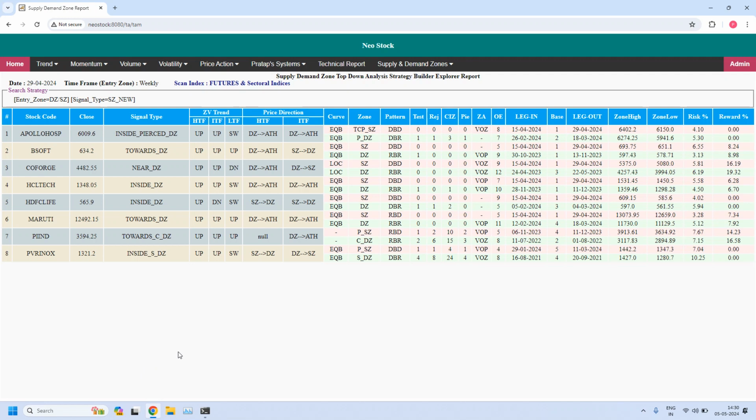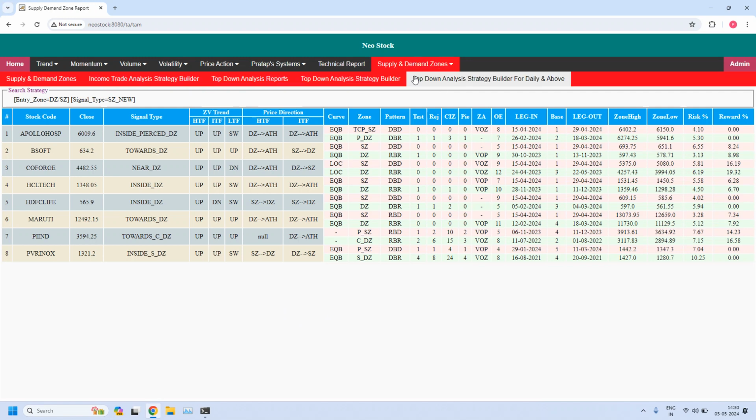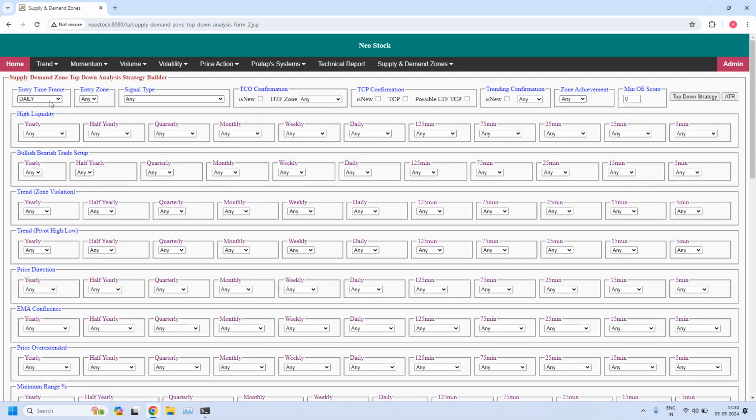Okay, now let us generate the stocks having a weekly EMA confluence. So I am selecting the entry time frame as weekly. Here we have to generate 2 reports. One is demand zones having weekly EMA confluence. Second report, supply zones having weekly EMA confluence.